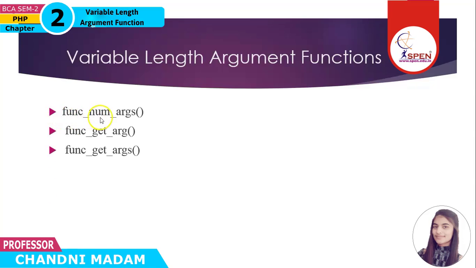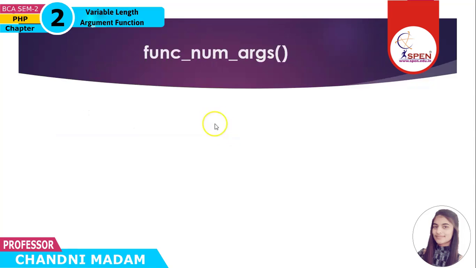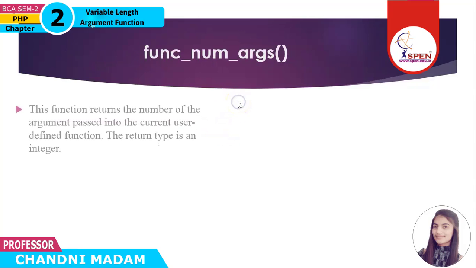First is func_num_args. Second is func_get_arg. Third is func_get_args. So one by one we will see the three types of functions available in PHP. First is func_num_args.